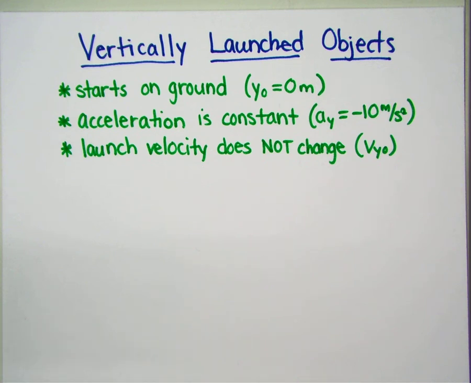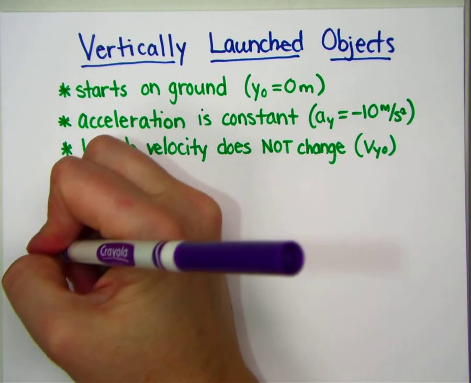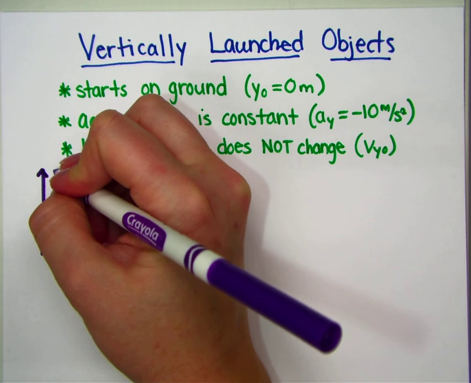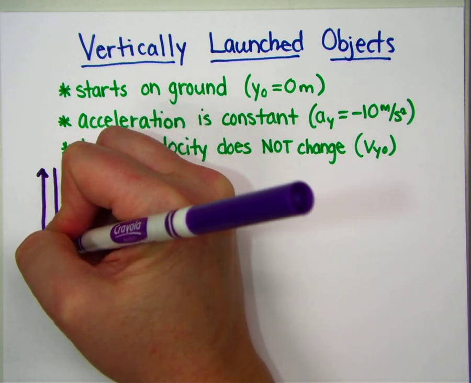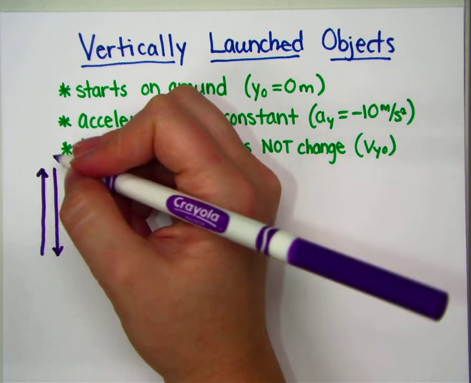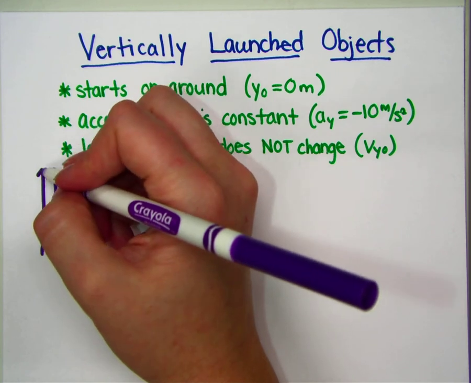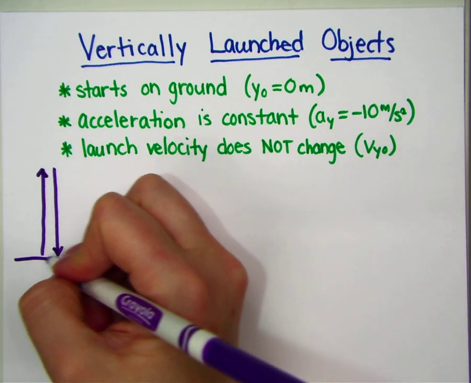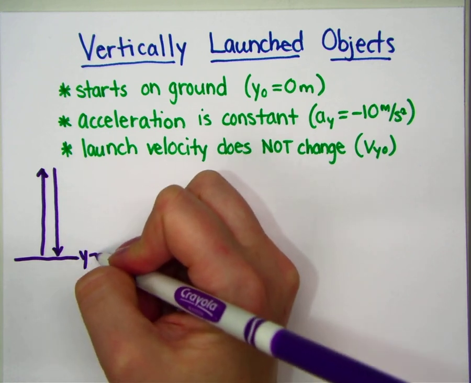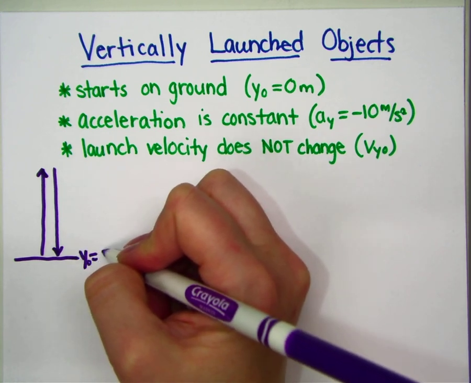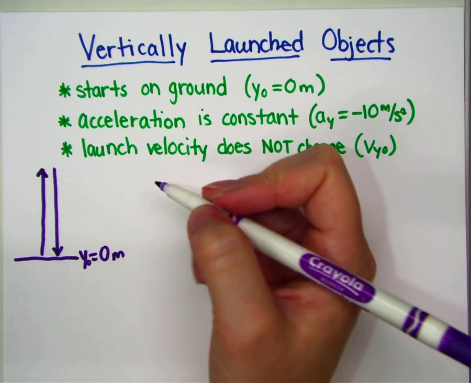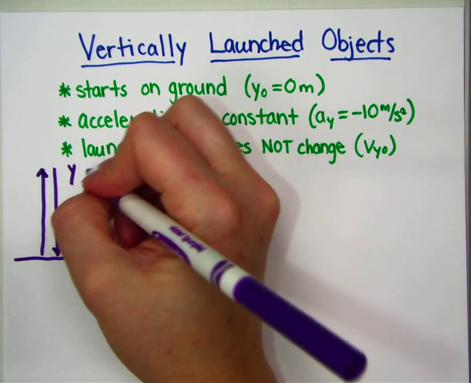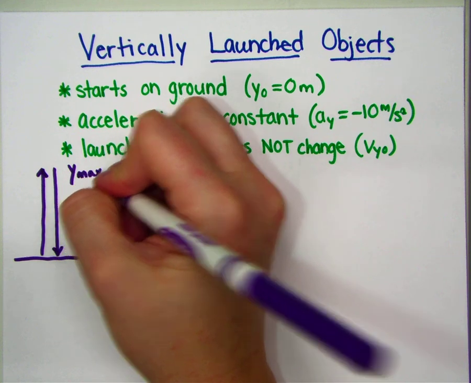So the path of the object is going to go up, and eventually it stops, changes directions, and comes back down. Now, in real life, the object doesn't go up and then scoot over and then come down. This is just for visual purposes, okay? So where I start is y0, and that's 0 meters. The maximum height is my y max, okay?